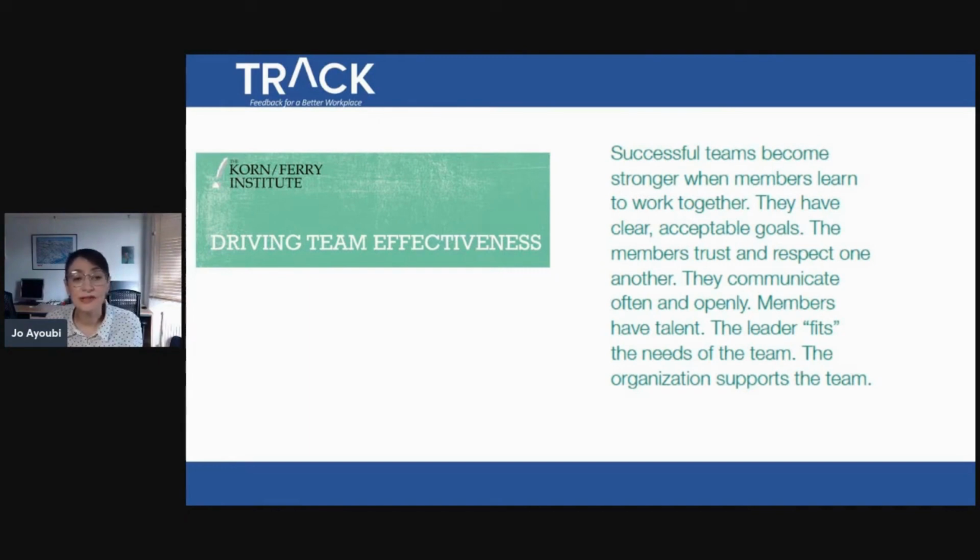If you are interested in this paper, it is a white paper that Korn Ferry published in 2009. And this talks about those models in a lot more detail, which you may find very useful and specific to your particular needs.